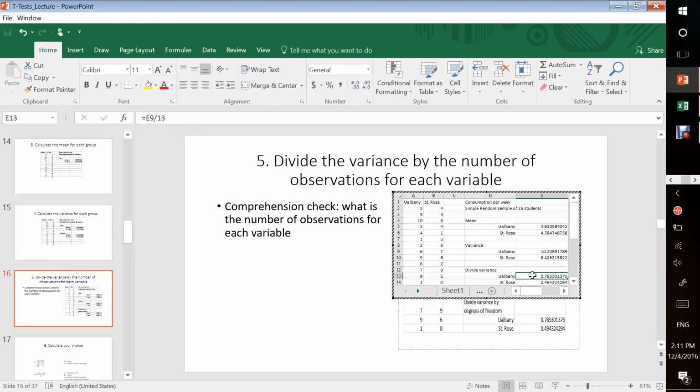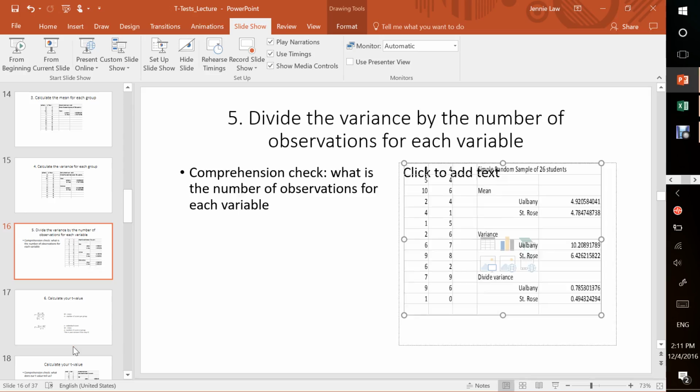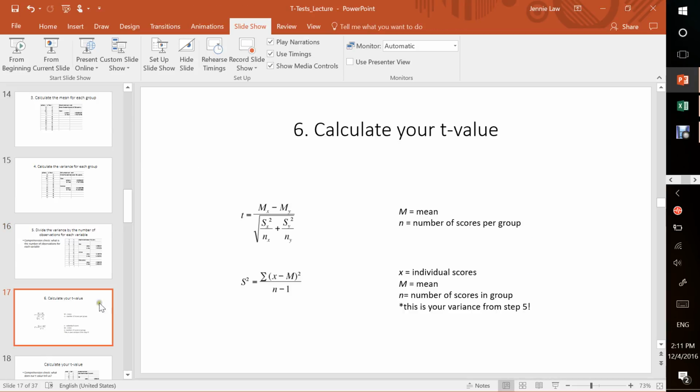So for dividing the variance, all you need to do is divide it by your number of observations for each category. So for UAlbany, it would be take this variance up here and divide it by 13. And then for St. Rose, it would be to take the variance up here, the 6.42, and divide that by 13. Okay?